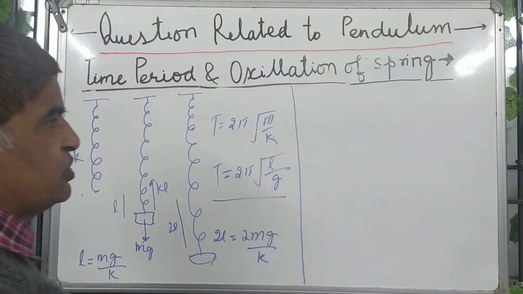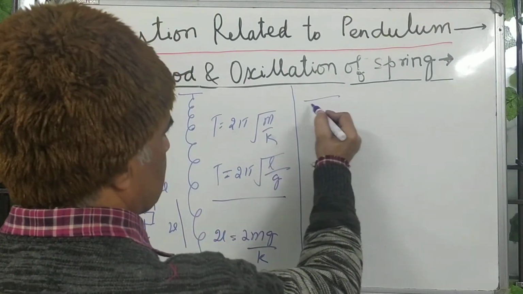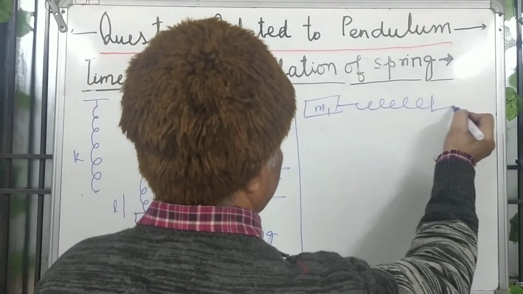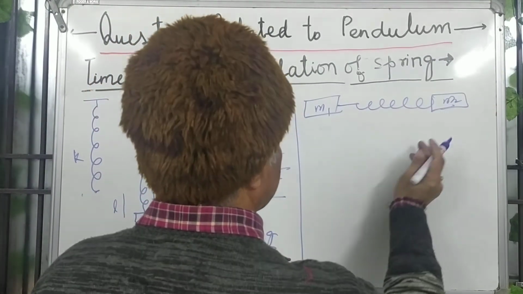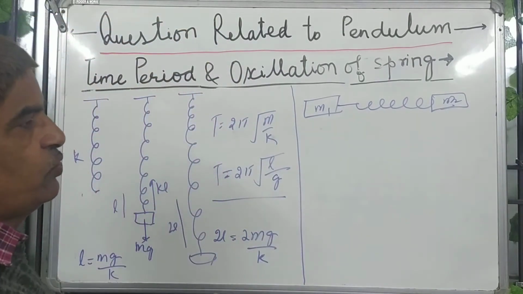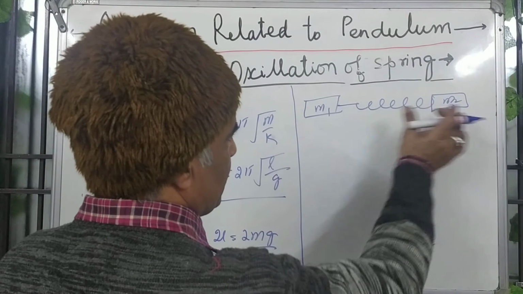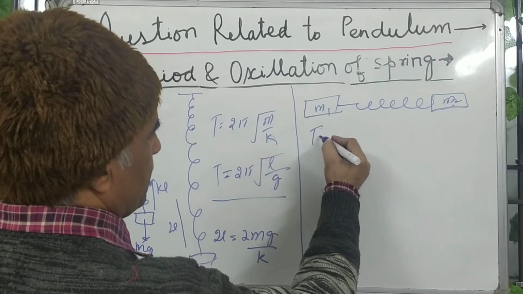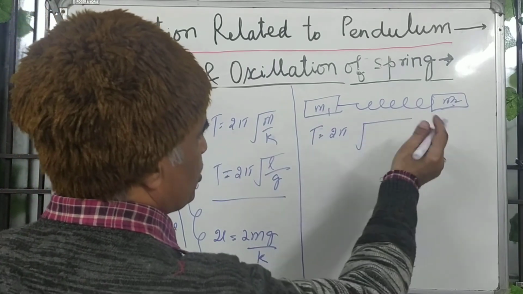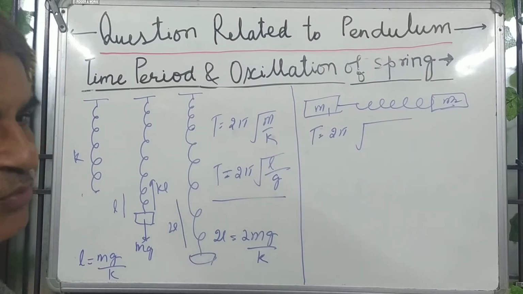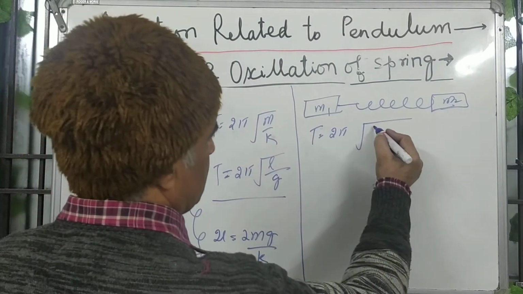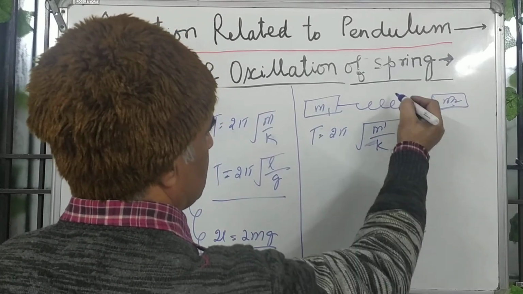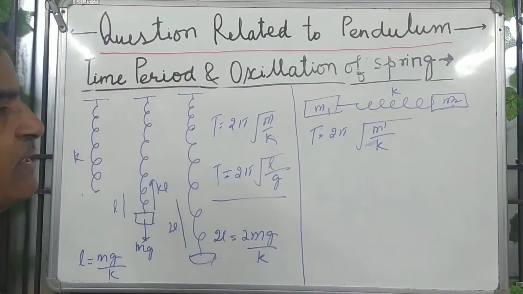Next, you are going to study this: a mass M1 and there is a spring and there is mass M2. It is compressed and released. So what will happen? These masses will start oscillating. In this case, time period T equals 2 pi root M dash upon k. Now the oscillating mass is not M1, not M2, there is something else, that is M dash. Spring constant is k. Now the question is, what is M dash?